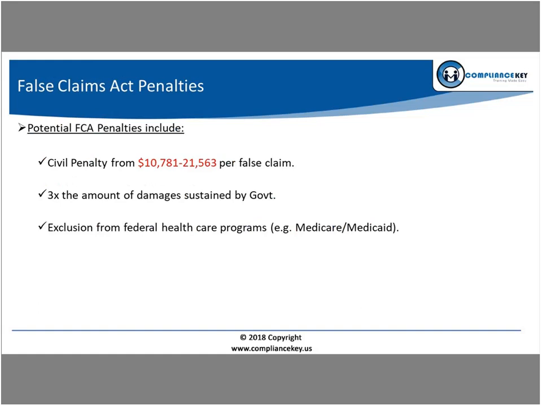Under the False Claims Act, potential penalties, civil penalty from $10,781 to $21,563. That's per false claim, which doesn't sound like a lot of money, but when you're talking about thousands and thousands of claims, and then the government can basically take whatever that number is times 3 under that second bullet point, that's really where the potential fines and penalties can add up. And then also another potential penalty is you're facing exclusion from federal health care programs.